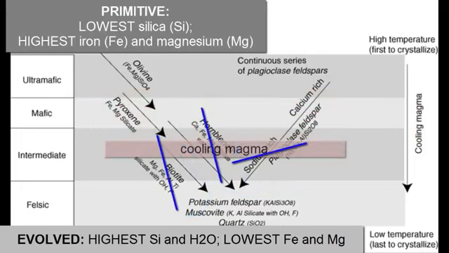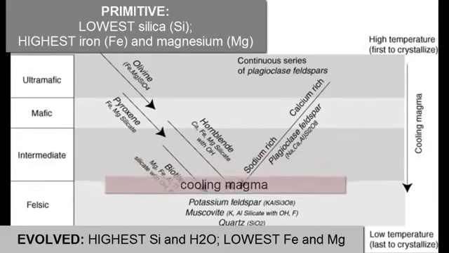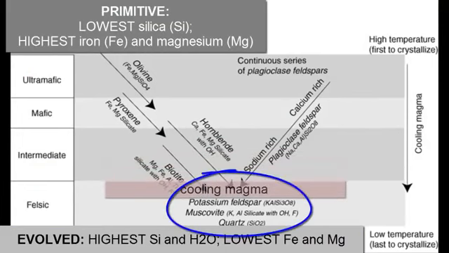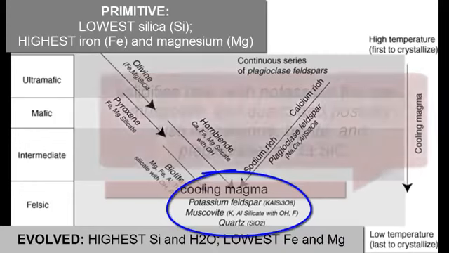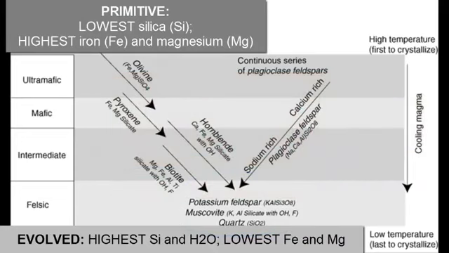And if we continue this process and remove these minerals, and let the magma's composition continue to evolve, we will get a new composition, the highest in silica and water, and lowest in iron and magnesium. Cooling this evolving composition allows potassium feldspar to begin forming, as well as muscovite and quartz. Hornblende, biotite, and plagioclase feldspar can also continue forming. An eruption of this magma produces a rock of felsic composition. And now you see how identifying the minerals in an igneous rock can help us determine its composition.